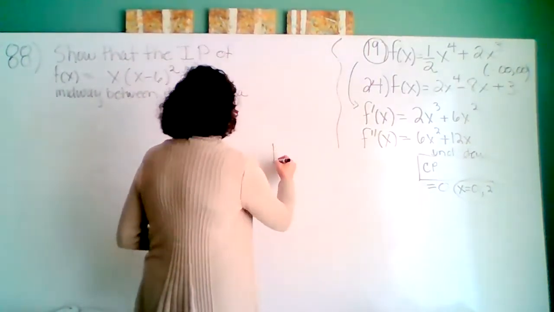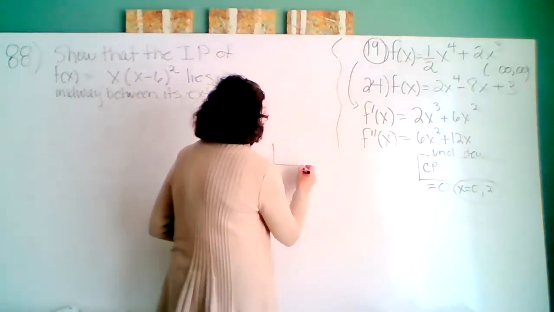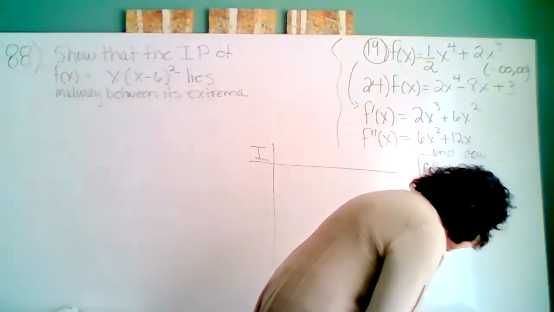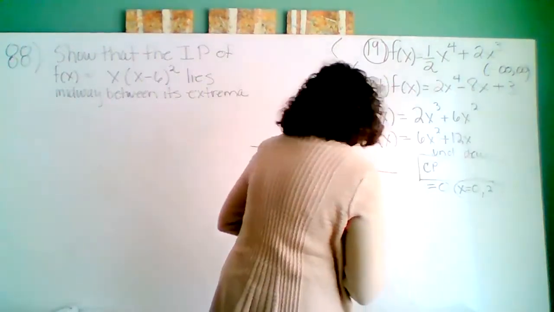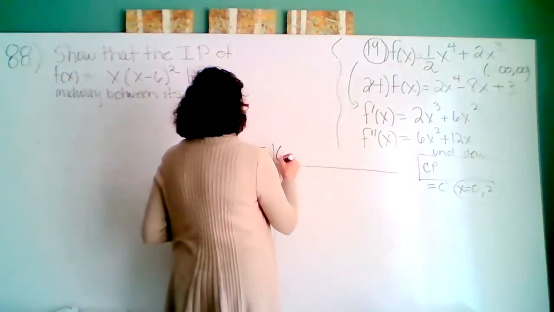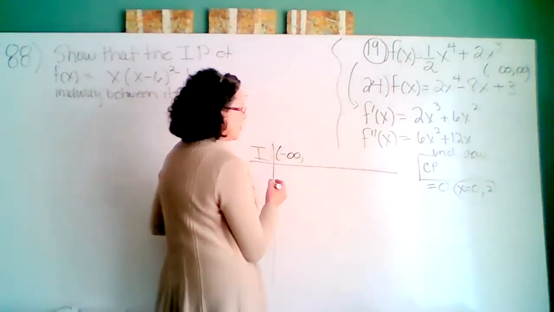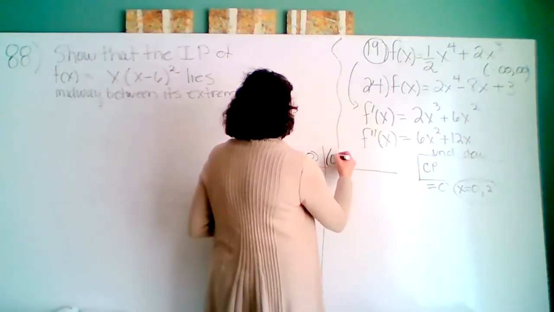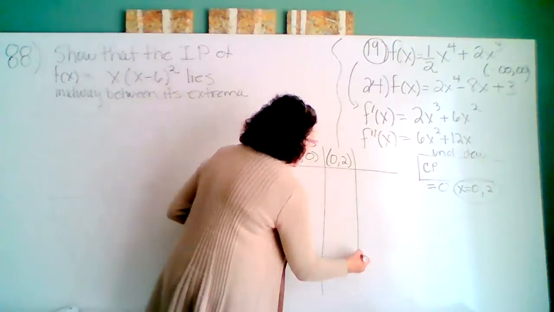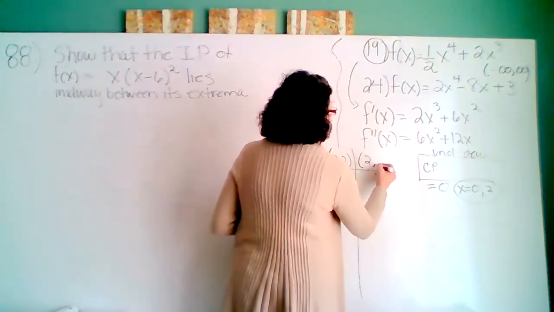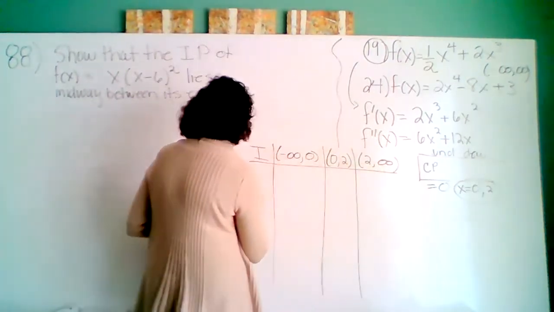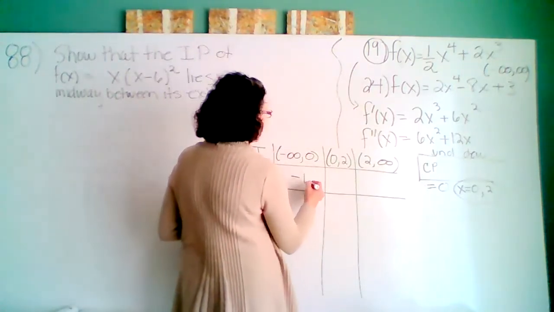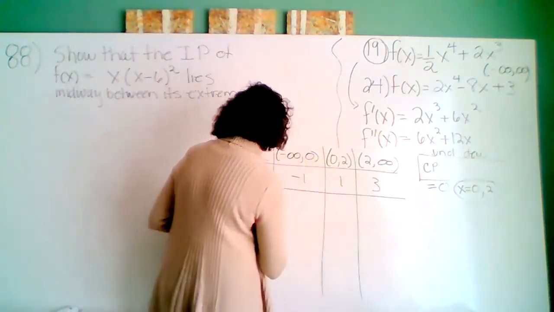Let's go ahead and do that. Just giving myself some room. Boy, do I need new markers. Let me see if I can pick up a different one. There we go. Intervals: negative infinity to 2, 0... 0 to 2, 2 to infinity. All right, let's take a look. Test values: negative 1, 1, and 3.